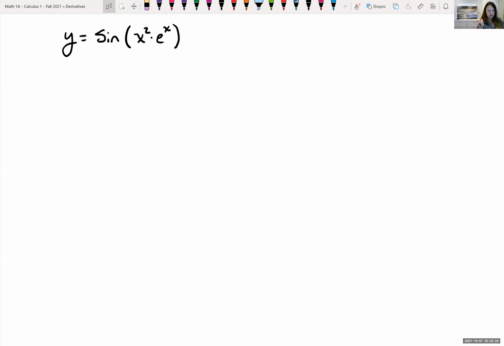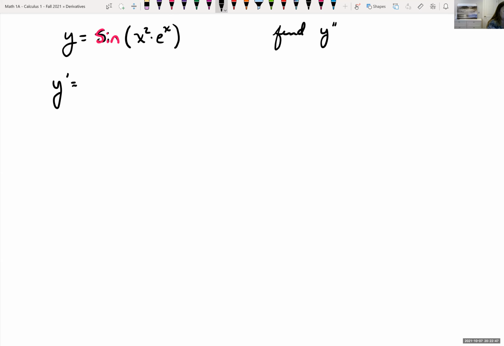And when we use that chain rule, when we take the derivative of the inside, notice we're going to have to use that product rule. So let's just first write it. So we have our outer function is sine. So when we look at y prime, we're going to find the second derivative, y double prime.